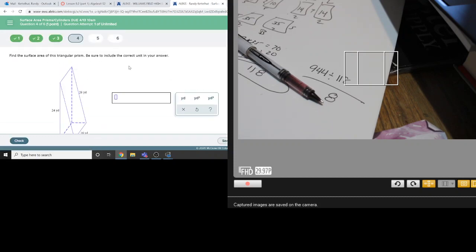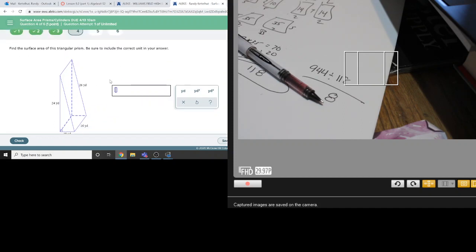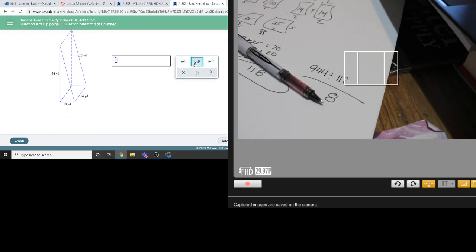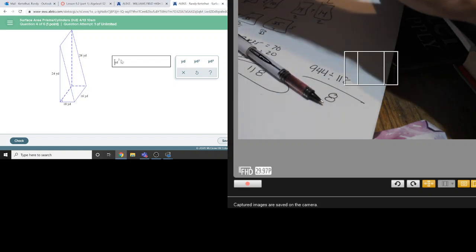Find the surface area of the triangular prism. Be sure to include the correct unit. I'm trying not to speak too fast. So again, the units here are squared, so let's just pop those in right away.